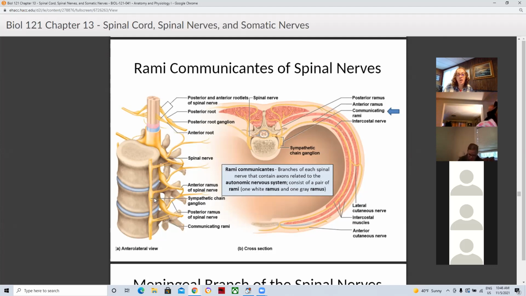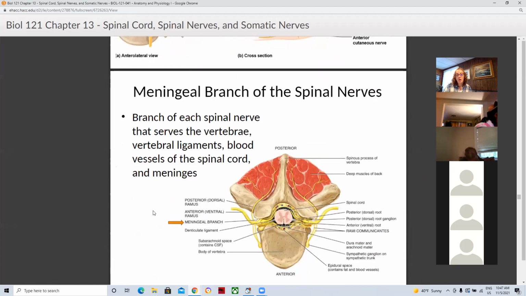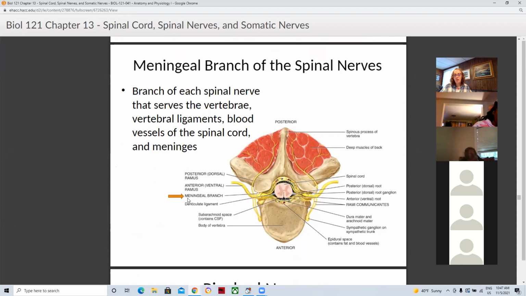Here's the sympathetic chain ganglion. Coming off each chain is going to be a rami communicante, which has one white ramus and one gray ramus. Moreover, one branch of each spinal nerve serves the vertebrae, the vertebral ligaments, the blood vessels of the spinal cord, and the meninges. This is the meningeal branch.